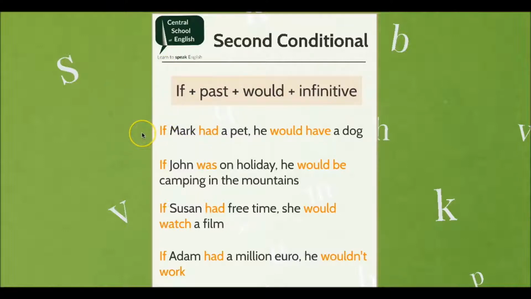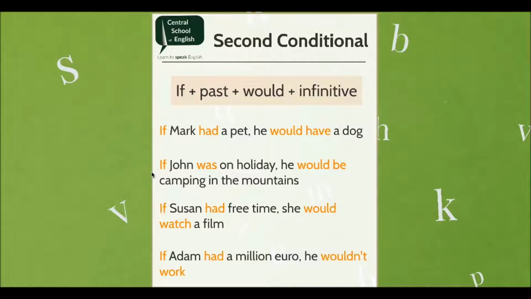For example, we can say, if Mark had a pet, he would have a dog. In this sentence, we use the second conditional because Mark does not have a pet. We are imagining this situation. In our second example, we can say, if John was on holiday, he would be camping in the mountains. We use the second conditional because we are speaking about an imaginary situation.